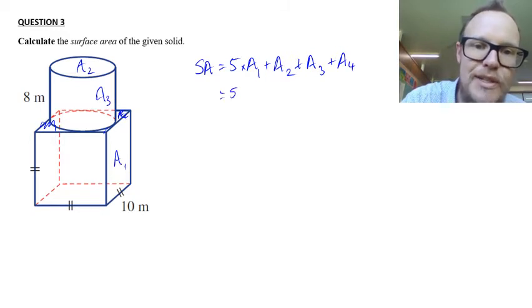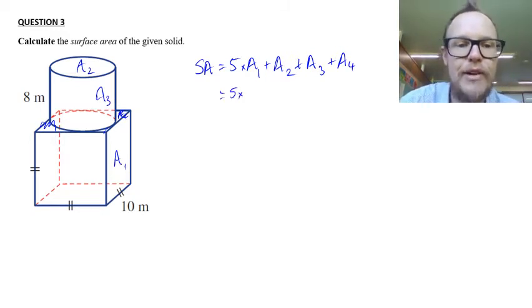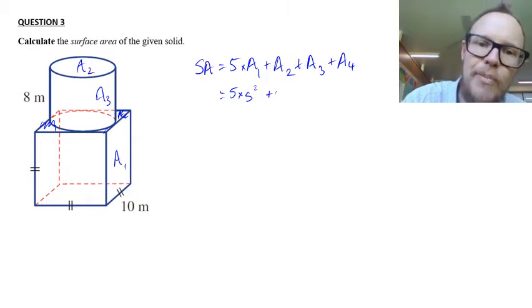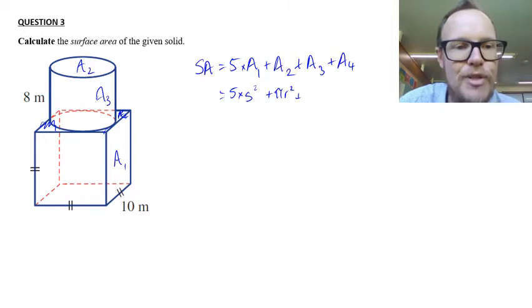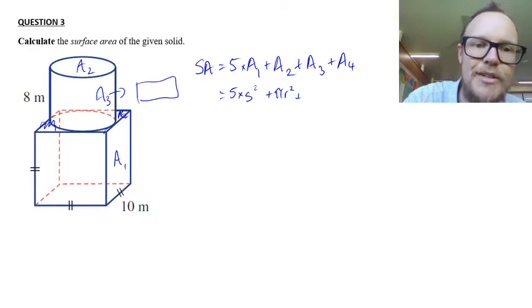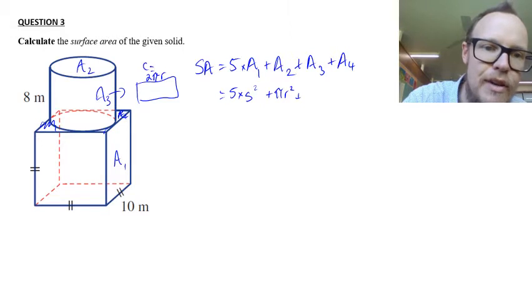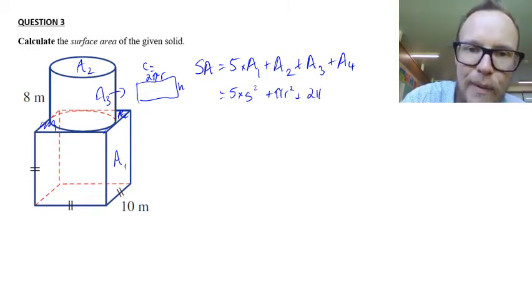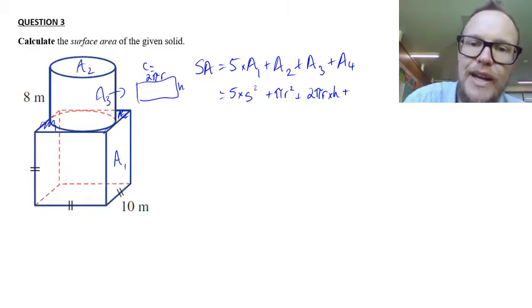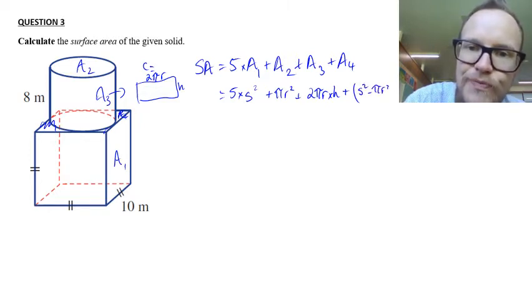So now we can substitute in our values for each of those different areas. So 5 times side length squared, or L squared, whatever you like. A2 is pi r squared for the circle shape. For A3, this is made up of a rectangle that wraps all the way around the cylinder. So this is going to be the circumference of our cylinder, C equals 2 pi r, and we've got the height of our cylinder here. So the actual area of that is going to be 2 pi r multiplied by h, and our value for A4 is going to be the area of a square minus the area of a circle. So the area of the square is going to be the side squared, minus pi r squared for the area of our circle.